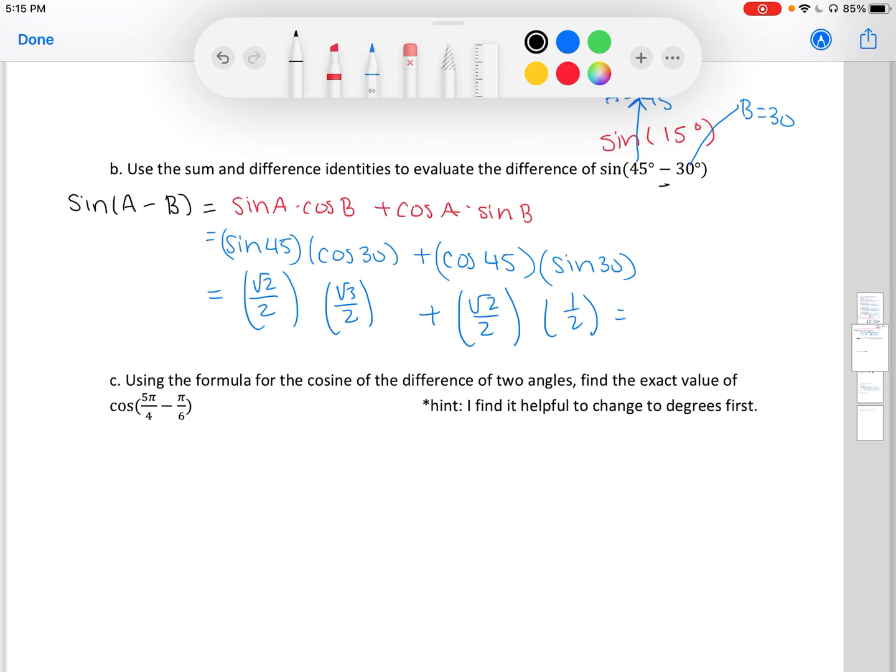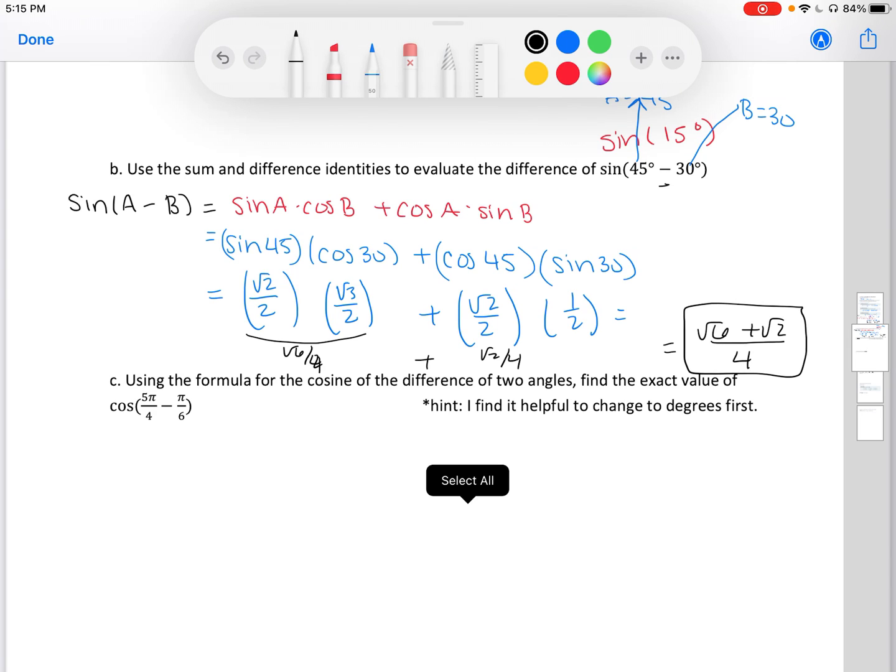So we multiply these, and we get square root of 6 over 4 plus square root of 2 over 4. Our answer is square root of 6 plus square root of 2. We have the same denominator of 4. And that's our answer. Not so bad.